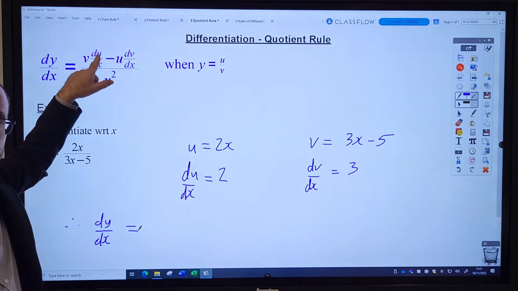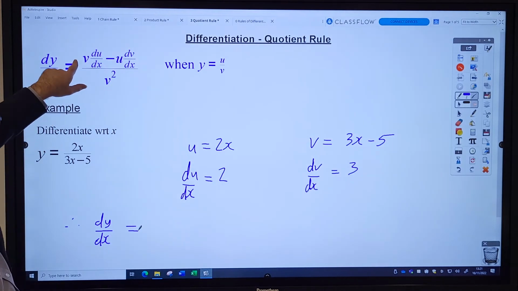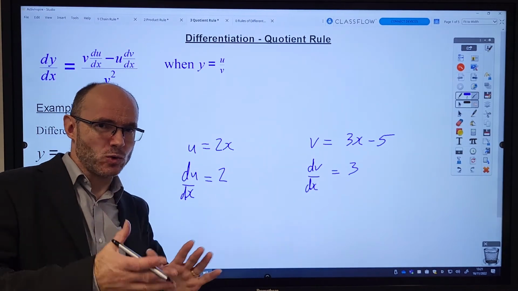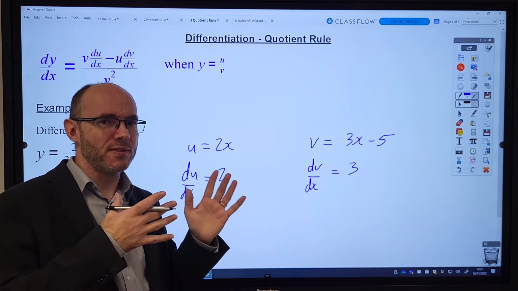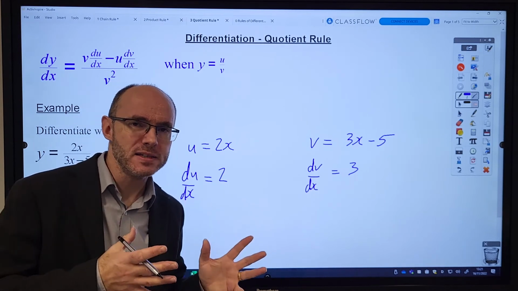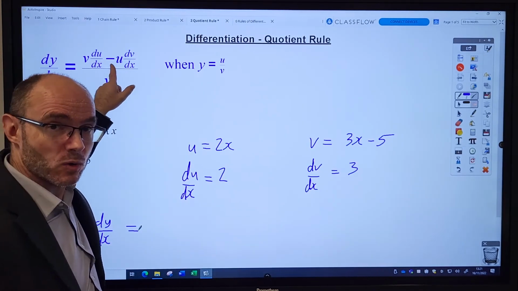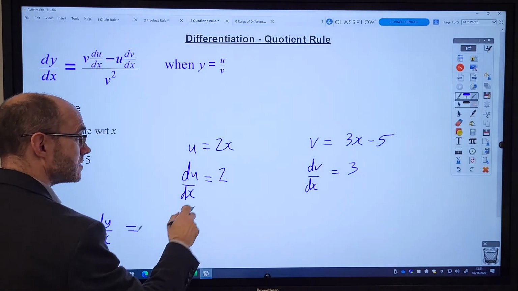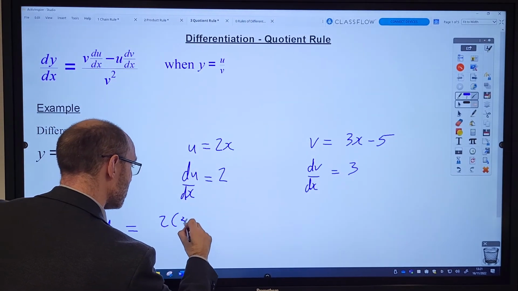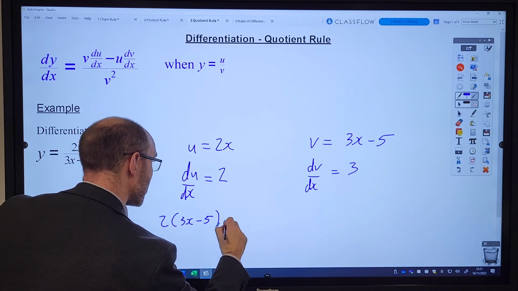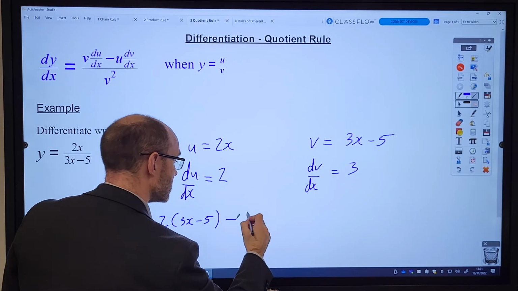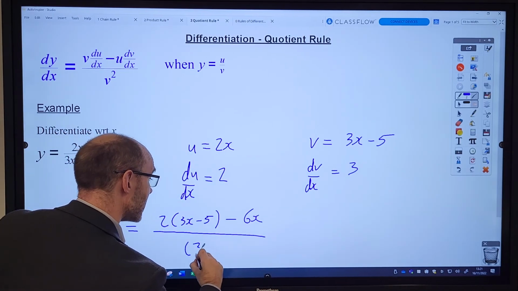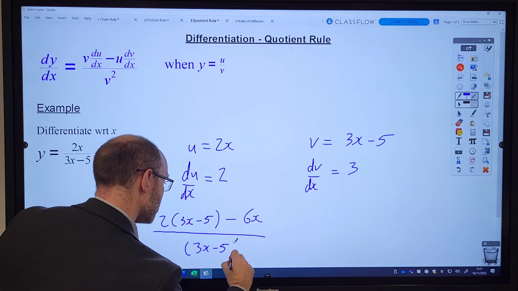Notice how similar that is to the product rule. The product rule was v du/dx plus u dv/dx. That's why I prefer you to do it in that order. If you did it in order v du/dx and then u dv/dx, you'll find it easier to remember that order, because you must do it in that order for the quotient rule. So v du/dx, that times by that. So 2(3x minus 5). Subtract u dv/dx, so that times by that, which is 6x. And then all over v squared, which is this, (3x minus 5) squared.